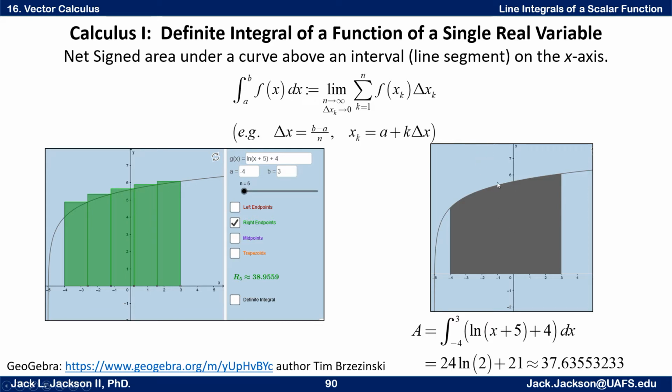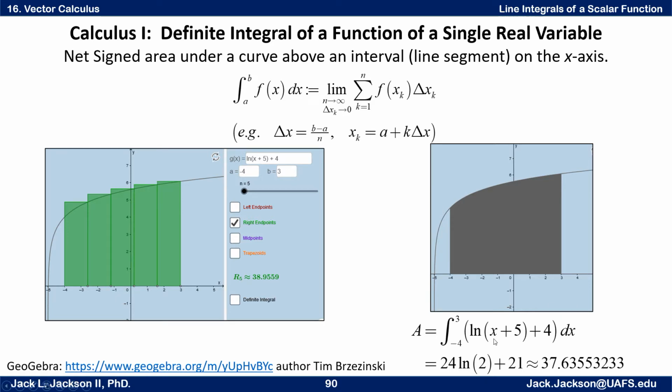So in the end, that limit gives us the actual definite integral, which is this area. In this particular case, we're integrating from -4 to 3 the natural log of x plus 5, plus 4. Do the integral of that. Using techniques that we learned in Calculus 1 and more advanced techniques that we learned in Calculus 2, we can find antiderivatives for these different functions.